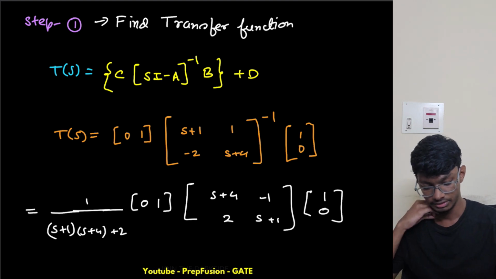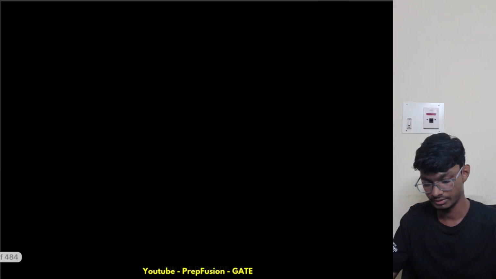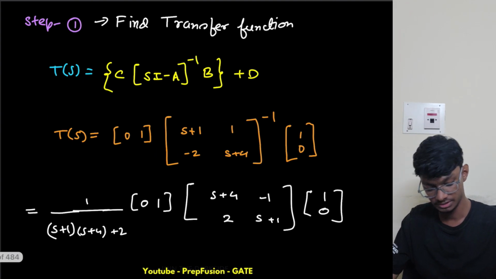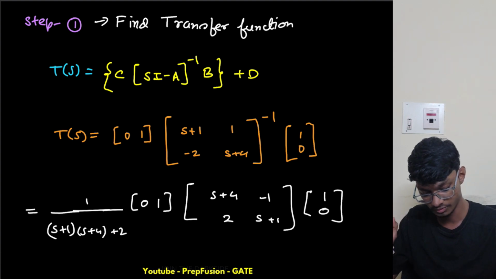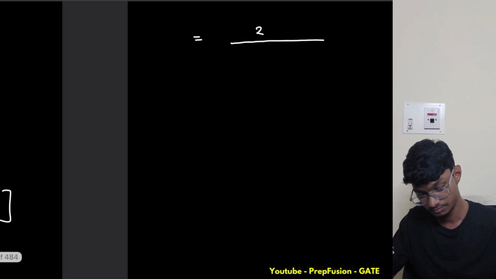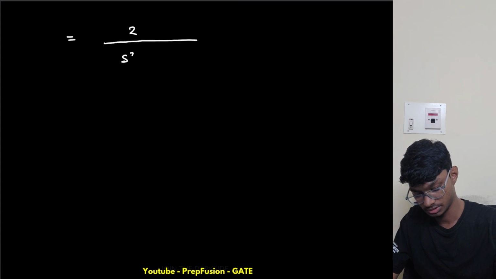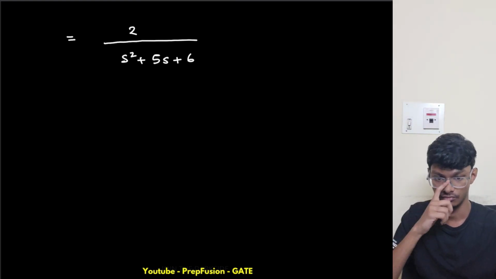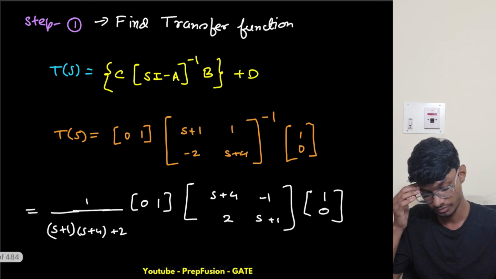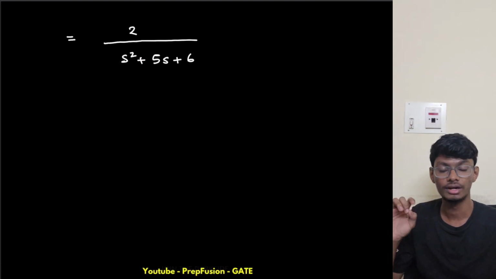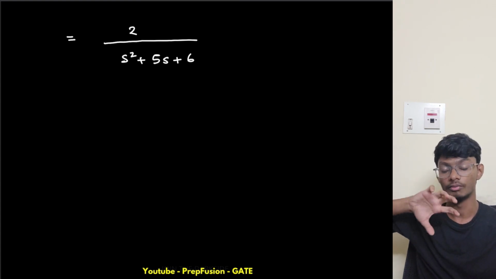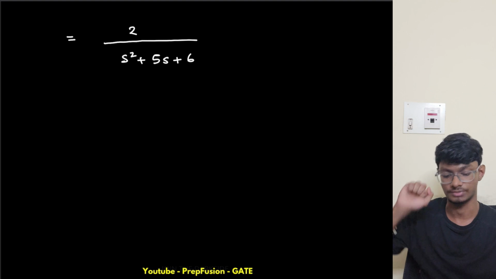Again, as I told, I will only get this element. So what I get is this will be equal to 2 by (s plus 1) into (s plus 4). So this becomes s square plus 5s plus 6 in the denominator. Now what is the interesting thing that I will do? I will take common the highest power from the denominator.